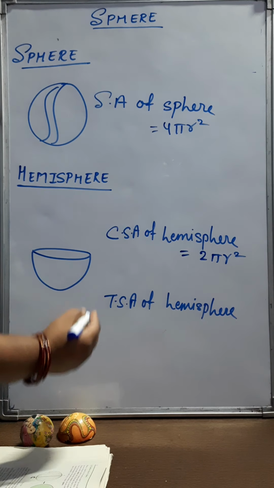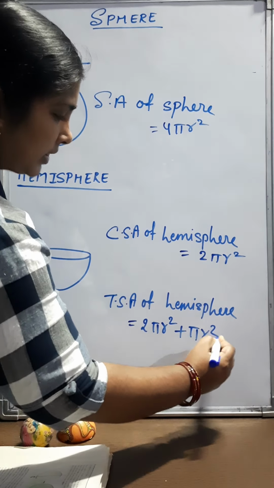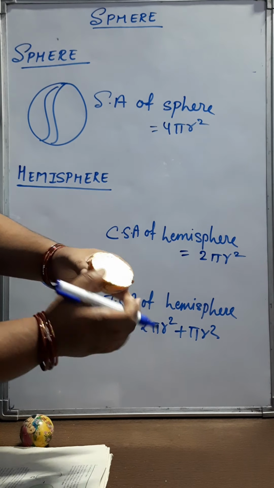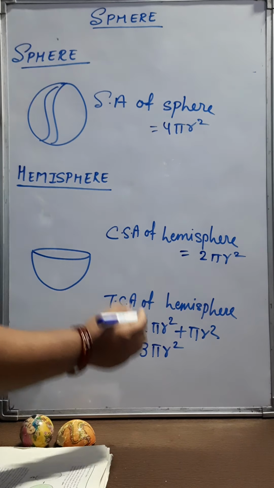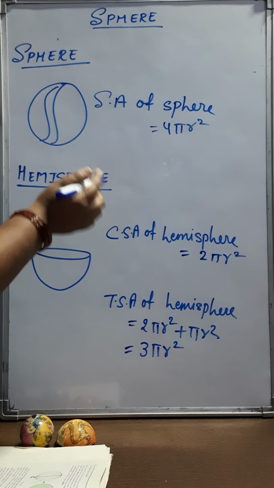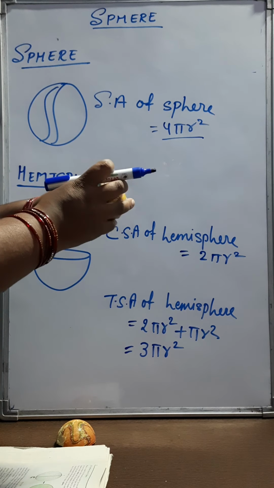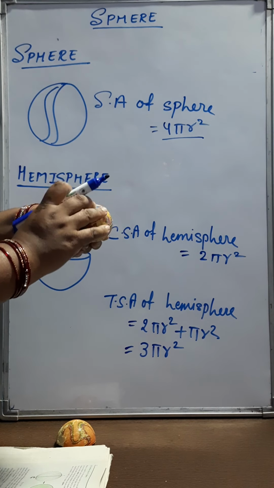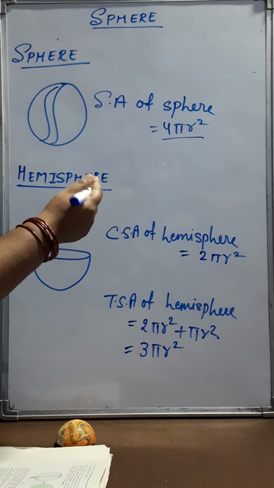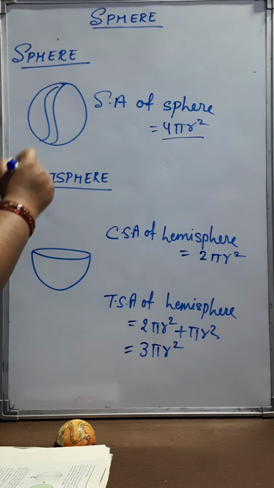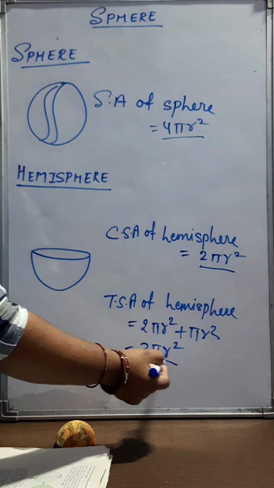So, total surface area of hemisphere is 2 pi r square plus pi r square. This pi r square is the base of the hemisphere. So, when you add these two, you will have 3 pi r square. Sphere has only one surface, this round portion. It doesn't have any other surface. So, either curved surface area or total surface area of a sphere, it's 4 pi r square. But for a hemisphere, curved surface area is 2 pi r square and total surface area is 3 pi r square.